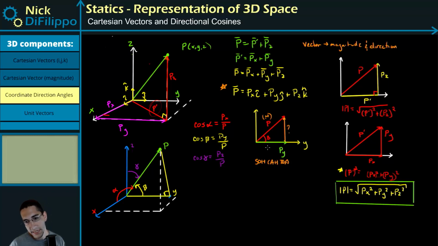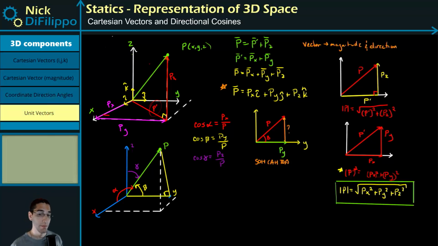This right here is my adjacent. So this right here is my angle. So I know that the cosine of beta is equal to the adjacent, which is py, over p, the magnitude. And that's exactly what I have right here. And that same thing is going to happen for the cosine of alpha and the cosine of gamma. If you take the time to try to draw this in 2D, you can see that this is where this equation comes from.